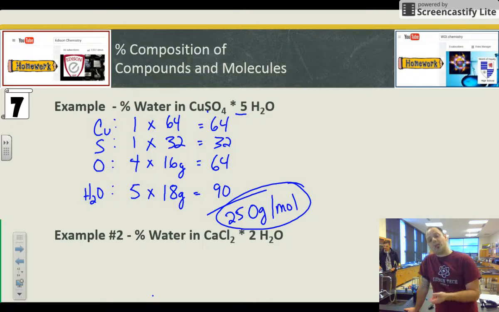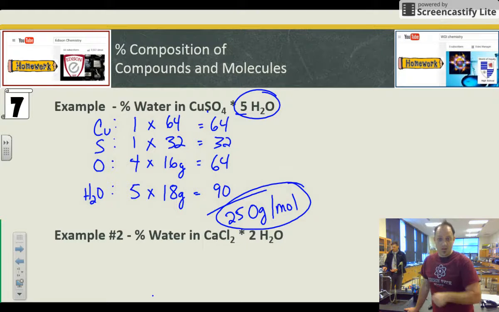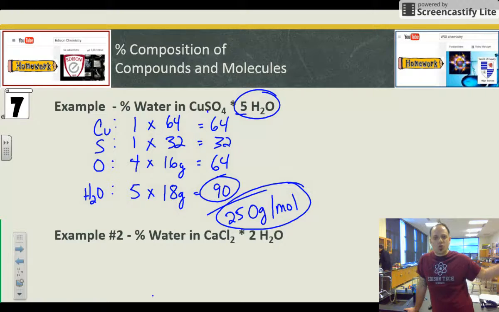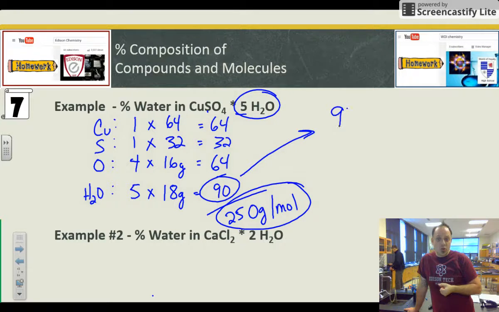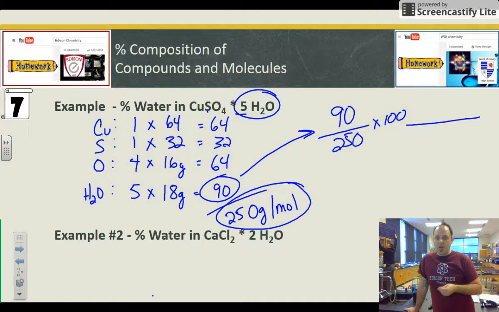Now the question is asking, what's the percentage of that compound that's just the water? So here's the trick. It's right there for you. So now you just do part divided by whole. So the percent H2O is going to be 90 divided by 250 times 100. And I know for a fact that this one, since we've done it so many times, comes to be about 36%. I want to see an actual calculation in your notes. 90 divided by 250 times 100.